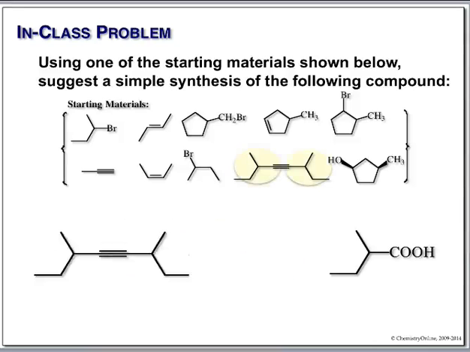Our reaction conditions: to split an alkene or an alkyne, we simply need acidic permanganate. Alkaline permanganate gives a diol. Acidic splits.